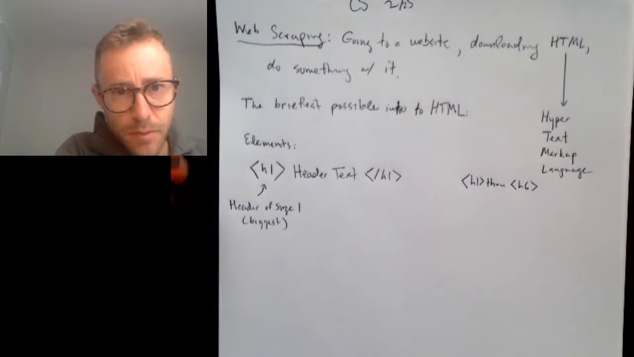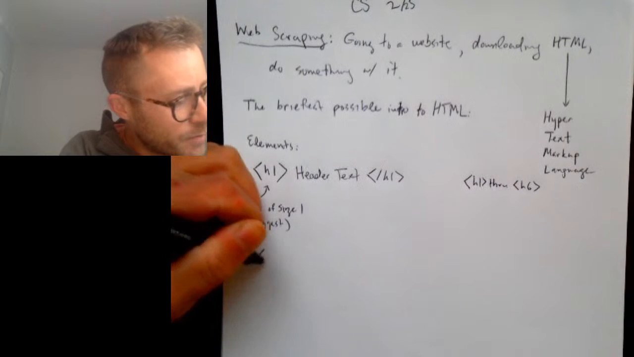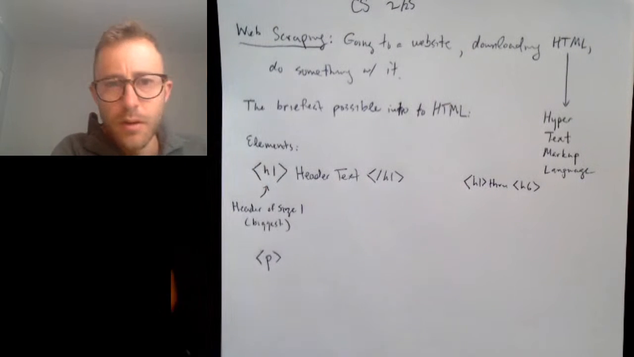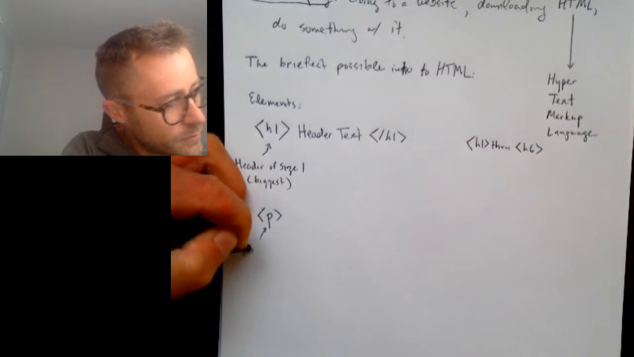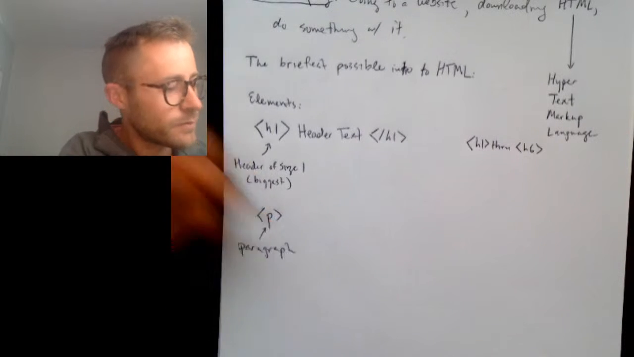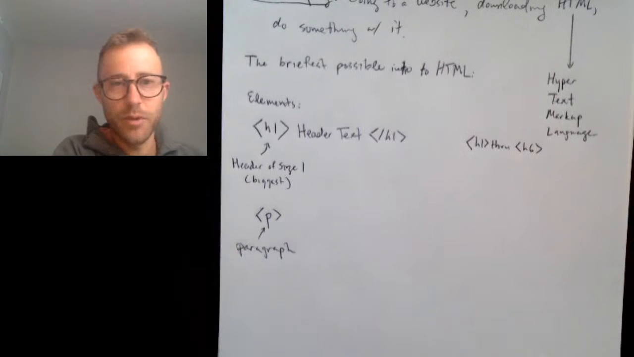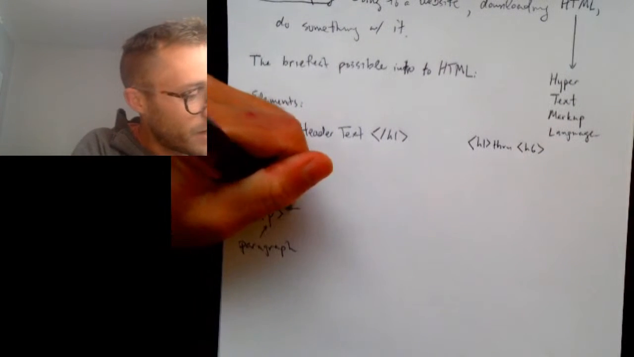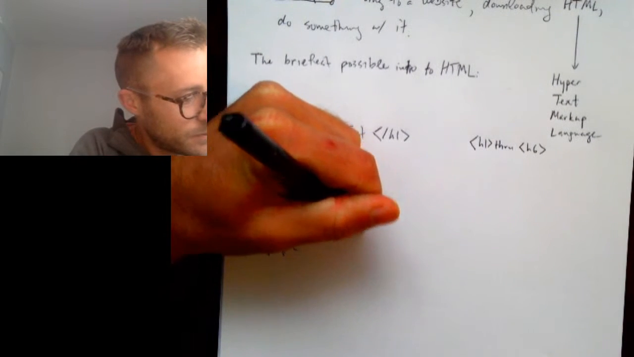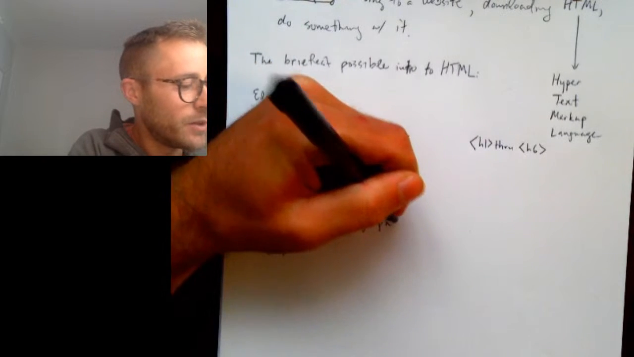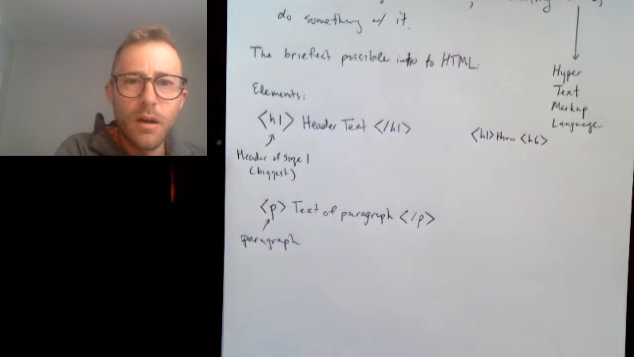So another one that is fairly common is P, which is a paragraph. Okay, so each paragraph would begin with the P element. Then you would have the text of the paragraph. And then you have the closing. Okay.